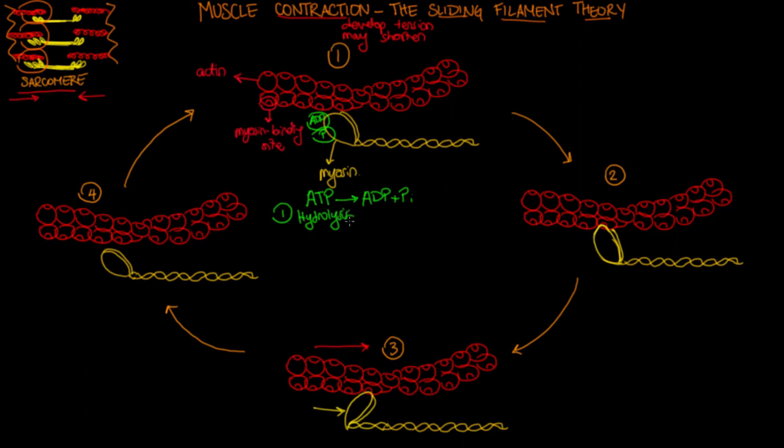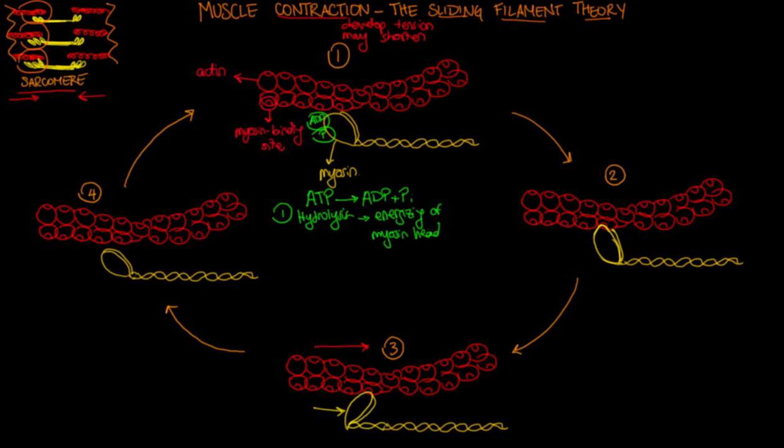After this hydrolysis step is complete, the myosin head is attached to ADP and phosphate. And this is what results in the energizing of the myosin head. So now it is ready to start its bond with actin. So that is step number 1.